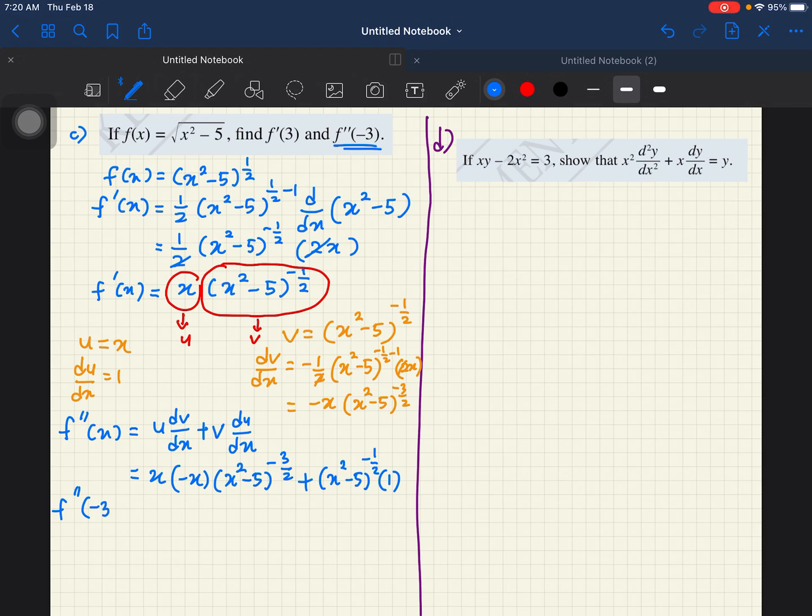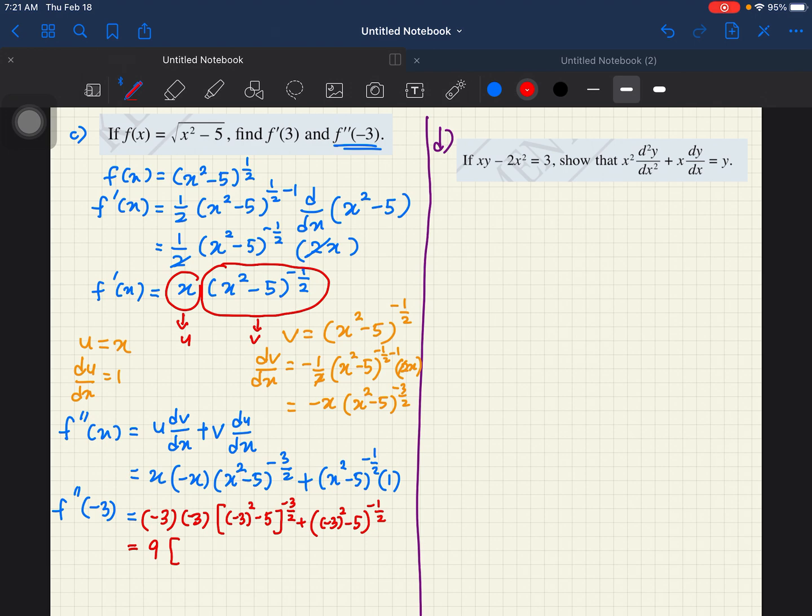Okay. Now, tak payah selesaikan, masukkan saja terus f double prime negative 3. Okay, now we take all the x to be, you substitute into negative 3. So yang ni negative 3, negative 3, sudah jadi positive 3 lah. Okay, so ni negative 3 square. Okay, got a lot of work to do here, but be very careful. Negative 3 square minus 5, power of negative 3 over 2 plus negative 3 square minus 5, negative 1 over 2. Okay, you can take calculator. Okay, and then you solve this.